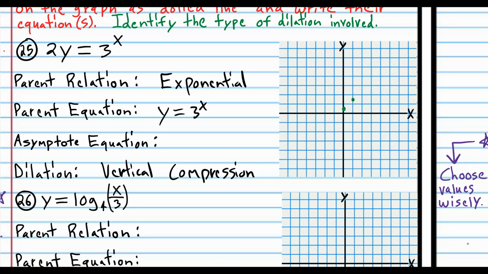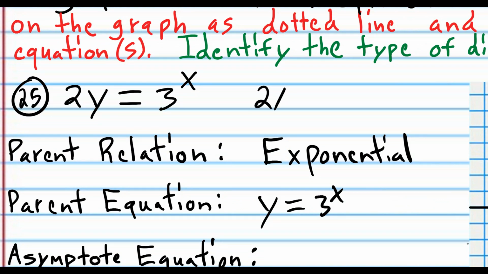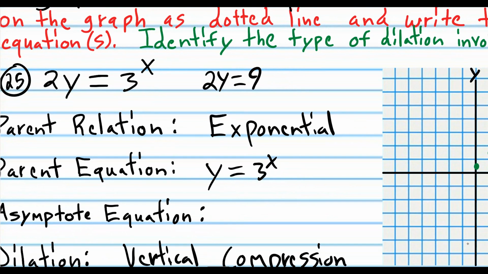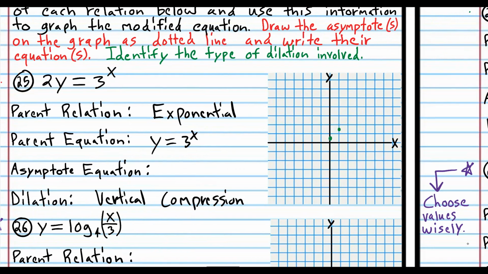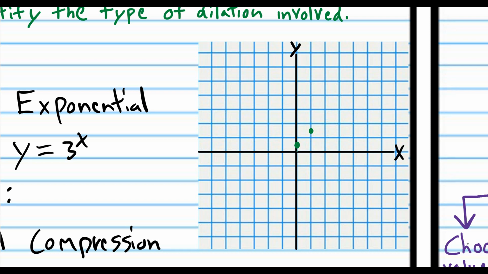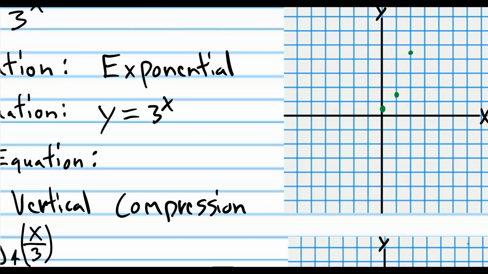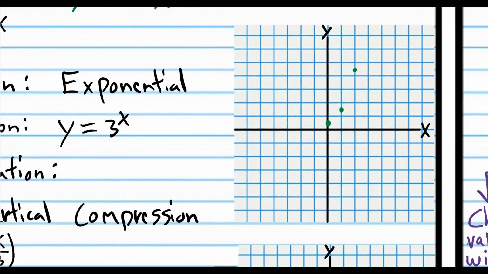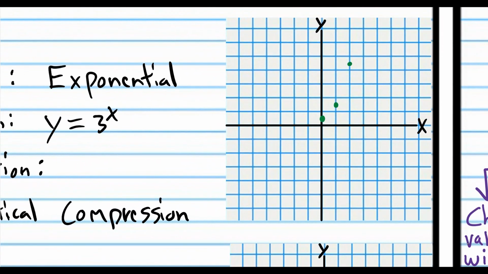So now we'll plug in 2 for x. 3 to the 2nd power is 9, and then we have 2y is equal to 9. Divide both sides by 2, and we get y is equal to 4.5. So if you plug in 2, we get 4.5, and that's probably good enough. If we plug in 3, we get 27, and I think that's going to be too big. So we can connect the dots.